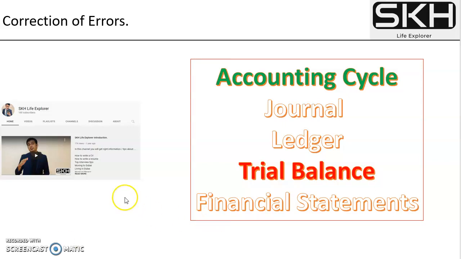So today we will be learning about correction of errors. While we prepare our trial balance, we need to make sure that the trial balance is reflecting the true numbers. So there should be no error in the trial balance, because if there is any error in the trial balance, that error will move forward in the income statement and the statement of financial position, which will not reflect the true numbers. So let's start.